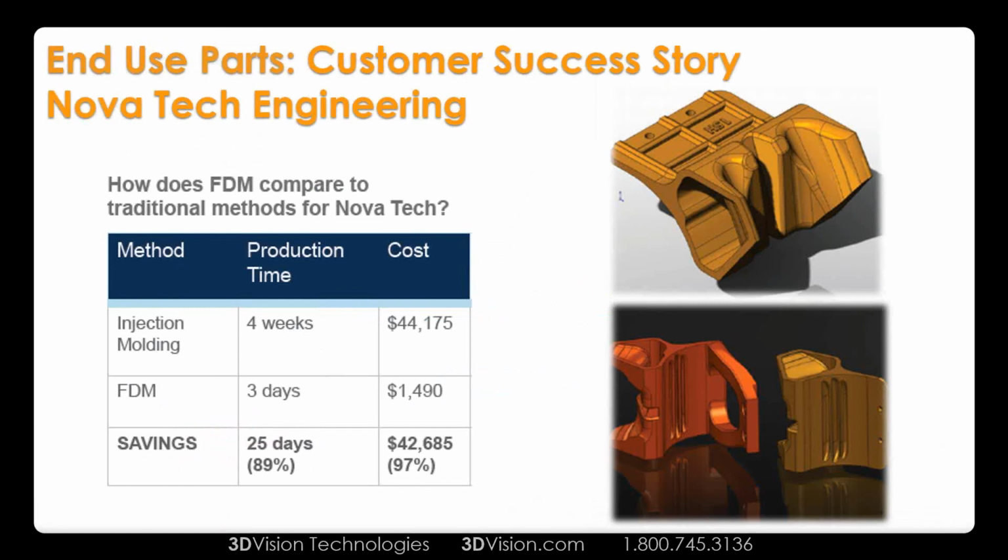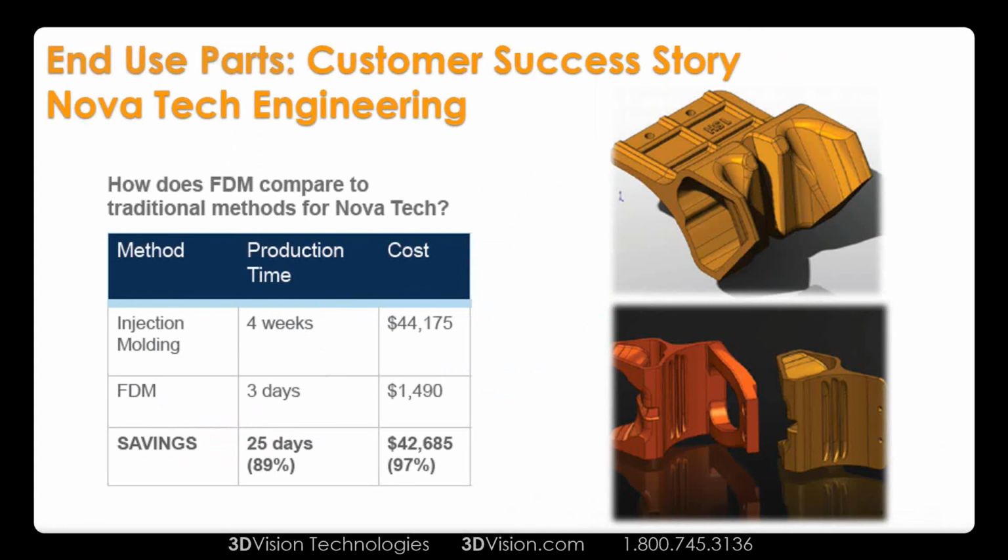So they moved the production of this part of their machine, removed that tooling cost, FDM, 3 days, and $1,490. A savings of 25 days of production time and $42,000. 97% of their costs involved with this machine or with this set of tooling went away.